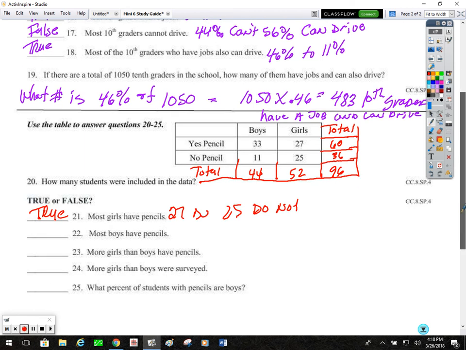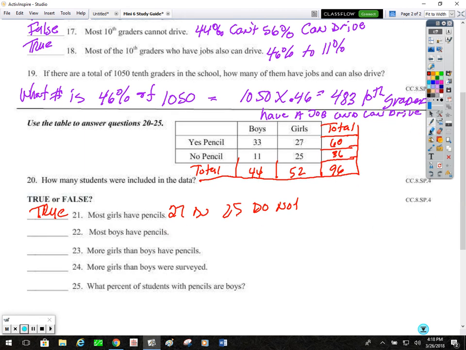Okay, all right. Most boys have pencils. Well, now if I'm looking now, most boys have pencils. Okay, boys have pencils. So what I'm looking at now is, again, I'm in this category right here. I don't care about anything else. All I want to know is the boys. Of the boys, what do I have? It didn't mention anything about girls. So right now all we're looking at is boys. Okay, all right. So if I look at this category, 33 boys have a pencil, 11 boys do not. So most boys have a pencil. That is true. 33 do and 11 do not.